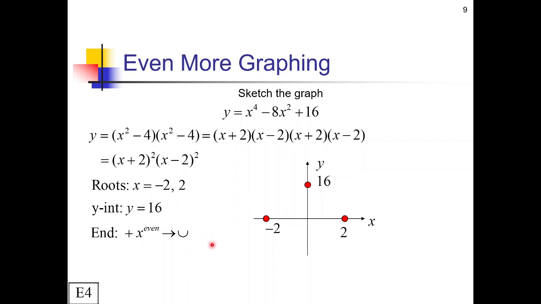And now for the root behavior, both of these roots came from even-powered factors. Since that's an even multiplicity, we're going to bounce on both of those roots. So starting above, we're going to come down and bounce off of -2. We're going through our y-intercept of 16, coming back down and bouncing off of 2, and ending above the x-axis as we said we should.